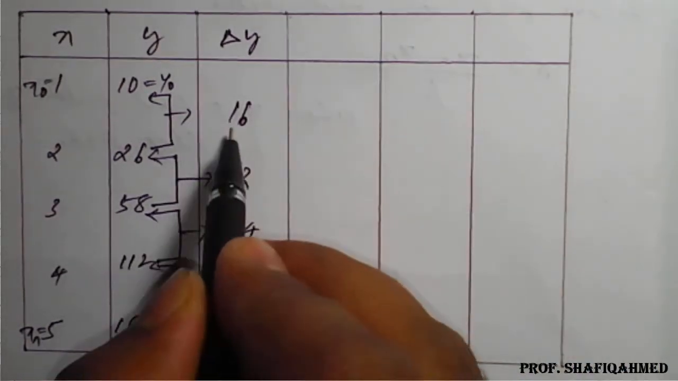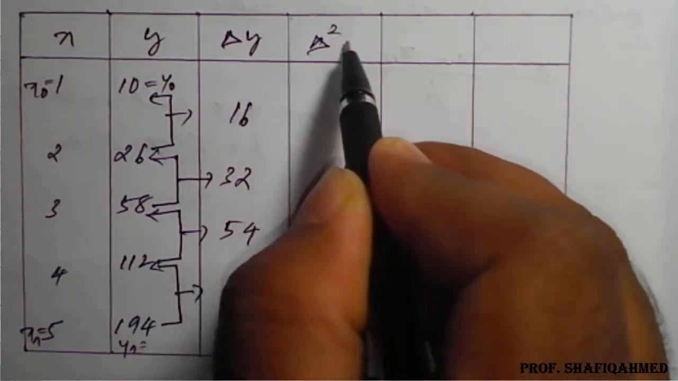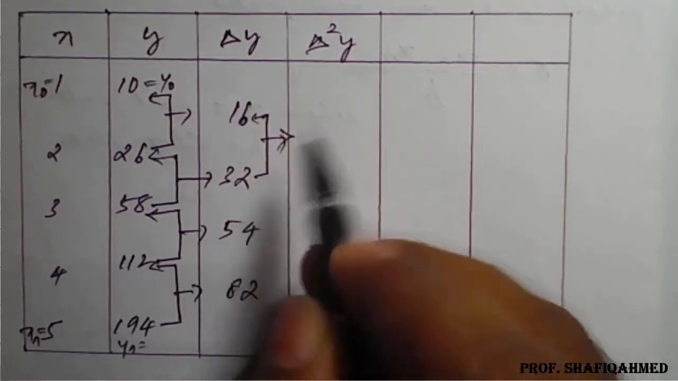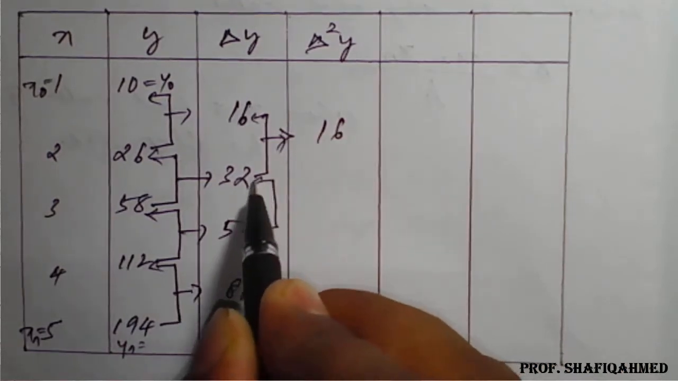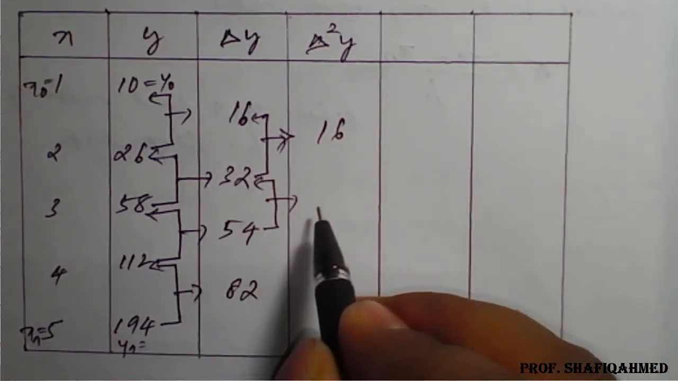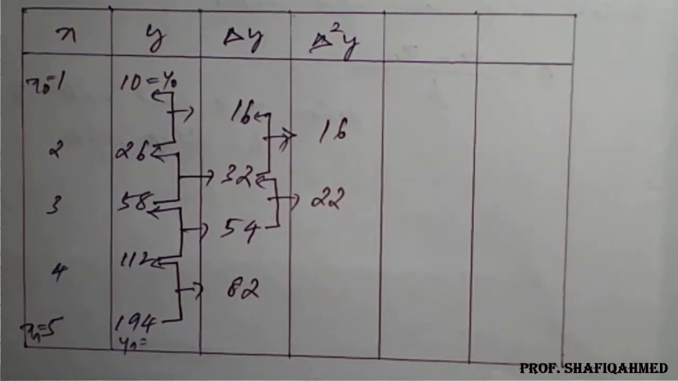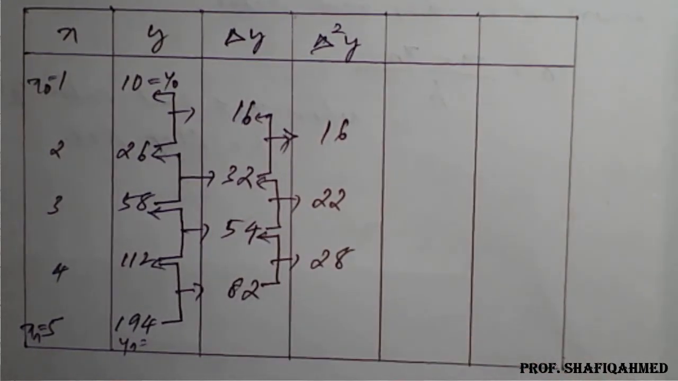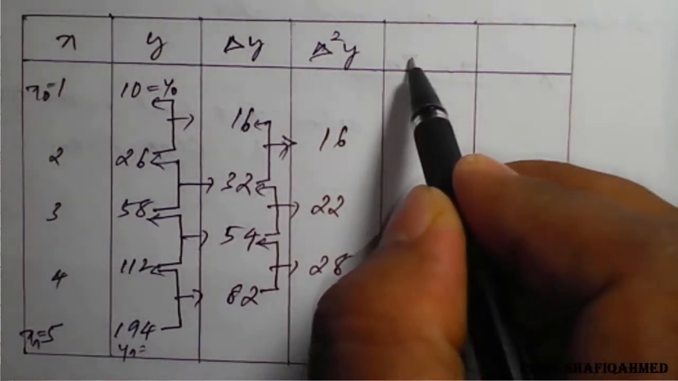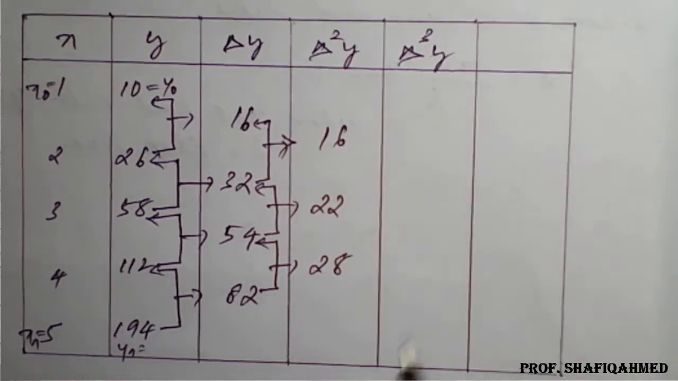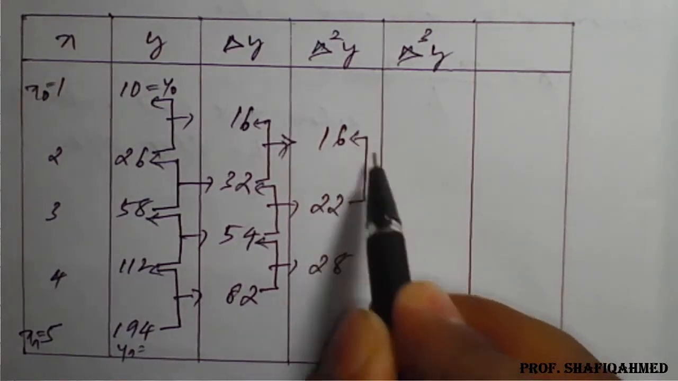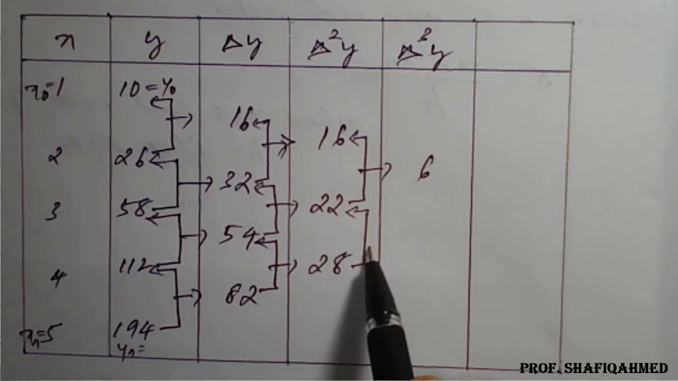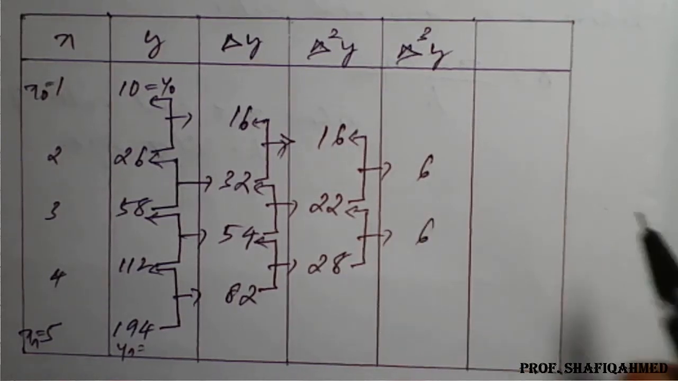Similarly we go for delta square of y. 32 minus 16 is 16. Then 54 minus 32 is 22. Then 82 minus 54 is 28. So we completed the second difference. Then the third difference, delta cube of y: 22 minus 16 is 6, then 28 minus 22 is 6. So we completed this column also.